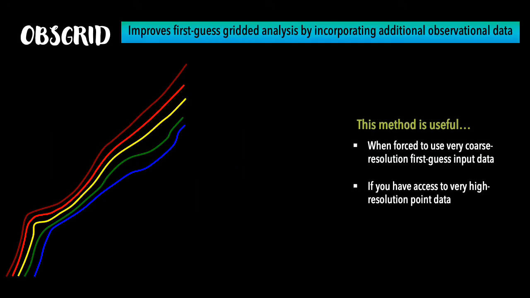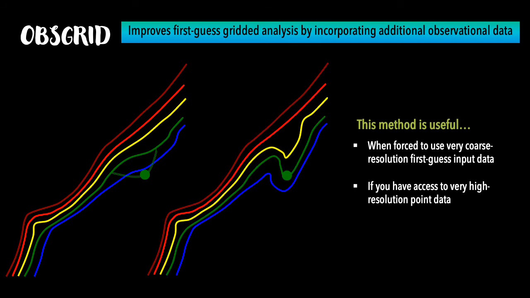Okay, now I'm going to talk about the ObsGrid program. ObsGrid improves first guess gridded analysis by incorporating additional observational data. Take a look at this figure, and let's suppose we are looking at lines of constant temperature from the first guess gridded data. But if we had an observation that said that there is a point out here that should be matched with the green temperature, we could use ObsGrid to modify the input to look something more like this.